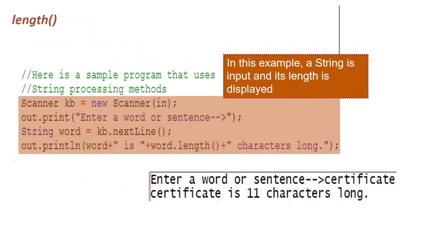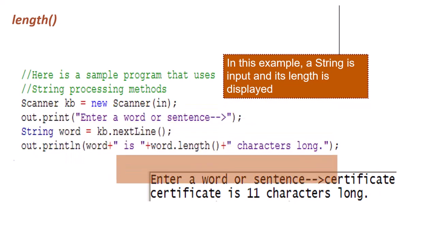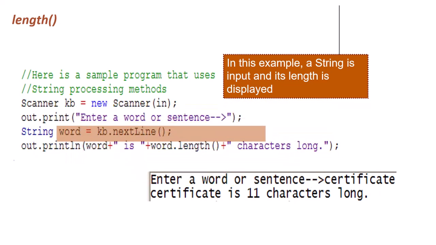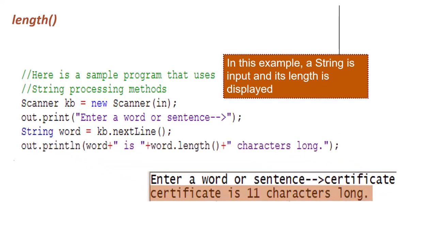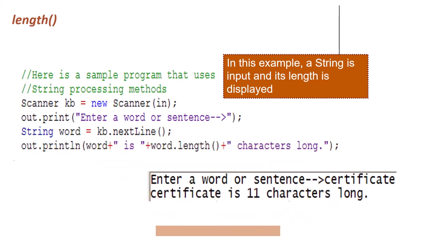In this example, a string is input and its length is displayed. Notice the prompt says enter a word or sentence. Word gets kb.nextLine, the input for a complete sentence, and then the sentence is output. Certificate is 11 characters long.